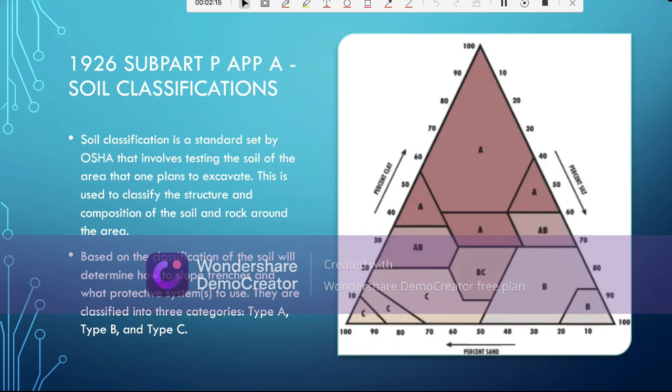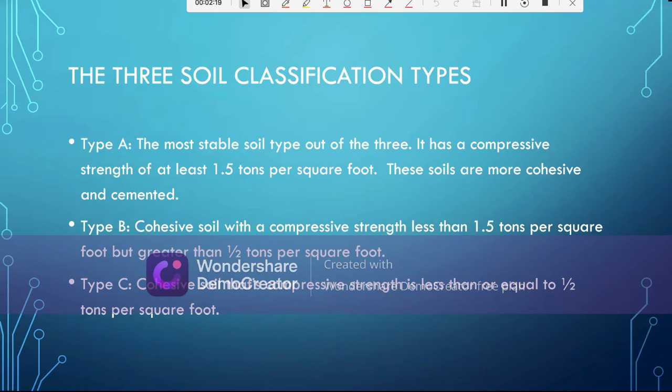They are classified into three categories: Type A, Type B, and Type C. Type A soil is the most stable soil type out of the three. It has a compressive strength of at least 1.5 tons per square foot. These soils are more cohesive and cemented. Type B is cohesive soil with a compressive strength less than 1.5 tons per square foot, but greater than half a ton per square foot. Type C is cohesive soil whose compressive strength is less than or equal to 1/2 ton per square foot.